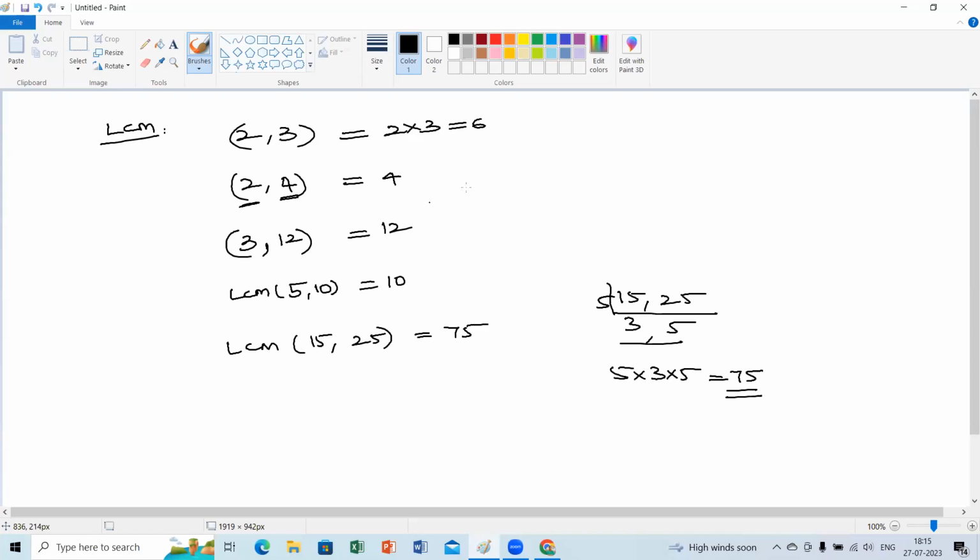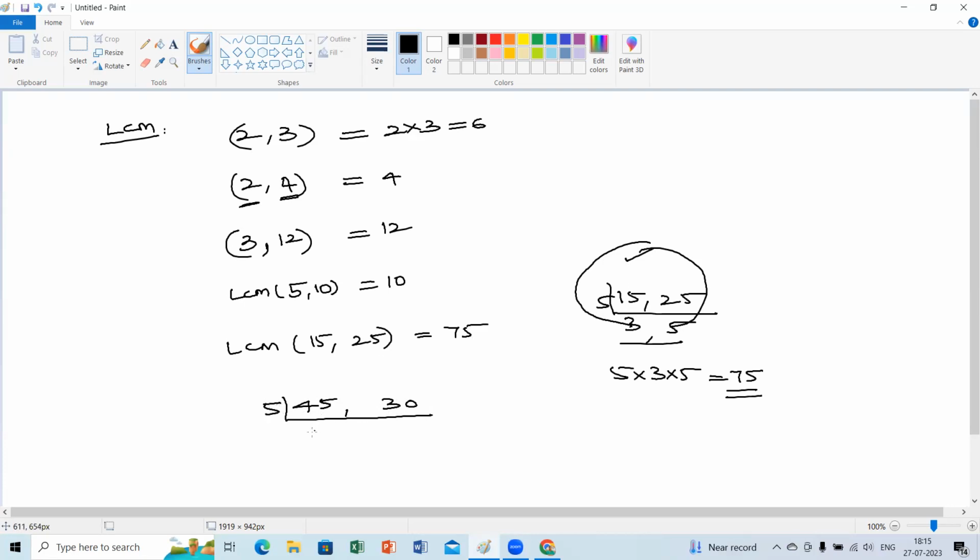What is the traditional method to find the LCM? This is the method. If you don't know any method, you can go with this method. Nothing, I don't know, ma'am, in my mind. Suppose I'm asking the LCM of 45 and 30. What is LCM of 45 and 30? Go with the traditional method.